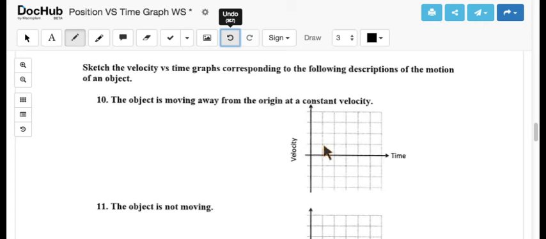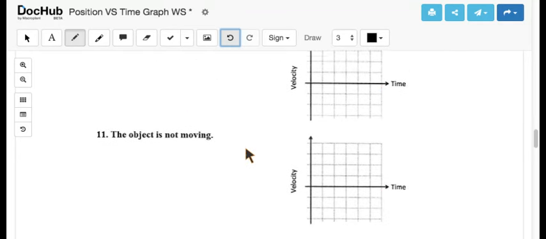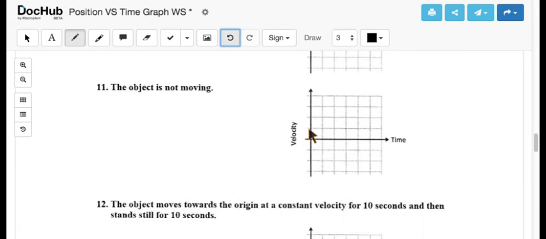the time would give you a horizontal line. So the object is not moving. Realize your values here when it comes to this: this is the origin. This is 0, 0 at this point.